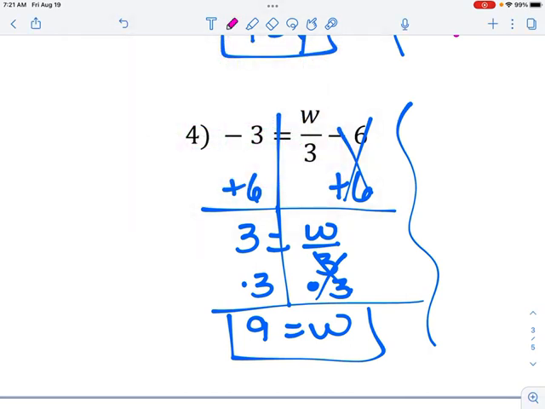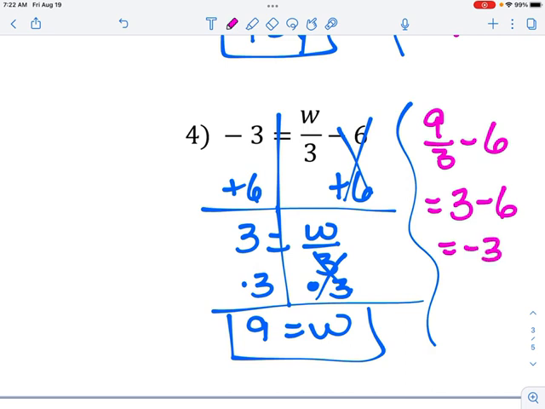So to check it, we're going to take the 9, plug it in, so it'll say 9 over 3 minus 6. Well, remember, we're going to do the division first, so 9 divided by 3 is 3 minus 6. Now think money again. You have $3, but you want to buy something for 6. In order for that to happen, you have to borrow $3. So that's why we get a negative 3. That's the number we wanted it to be, so that tells me I have the correct answer.